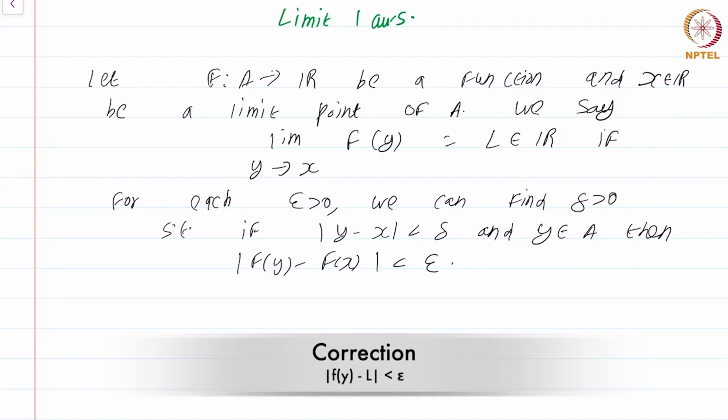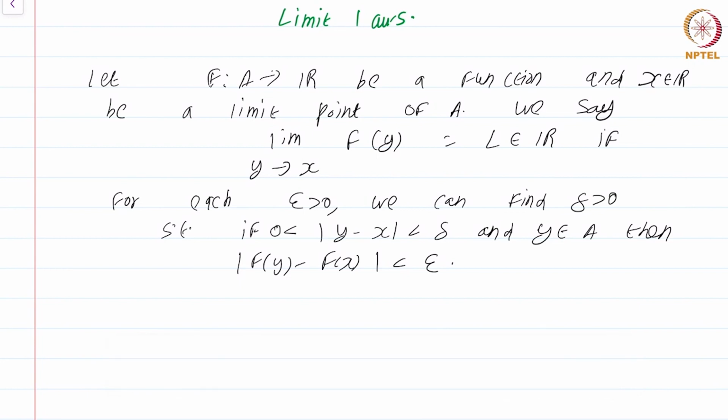So this was the definition of a limit. I made a mistake. It should be: if 0 less than modulus of y minus x less than delta. Remember, the reason why we put the 0 less than is to ensure that y is never equal to x. This is a definition of what happens to f as y approaches x but is never equal to x.